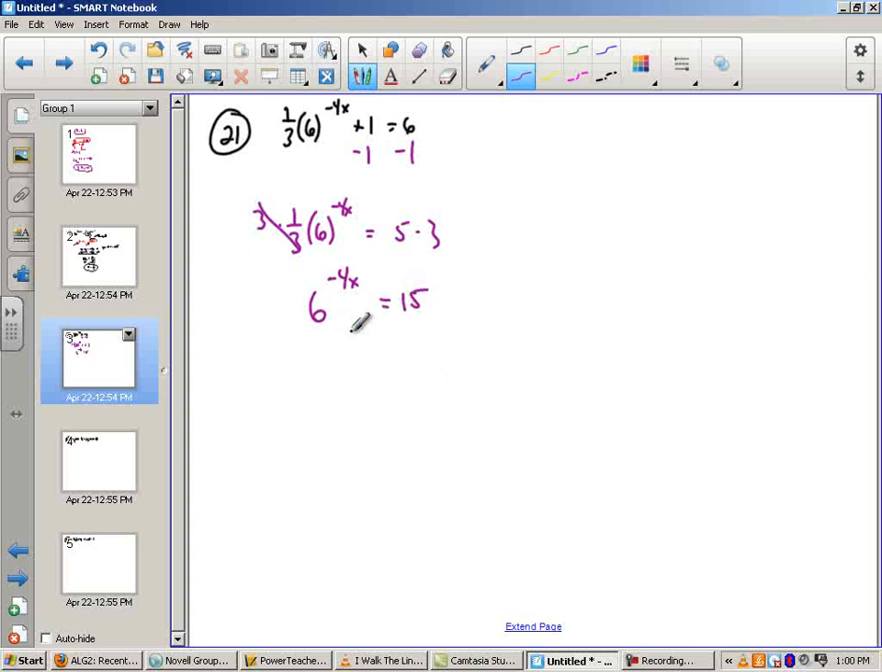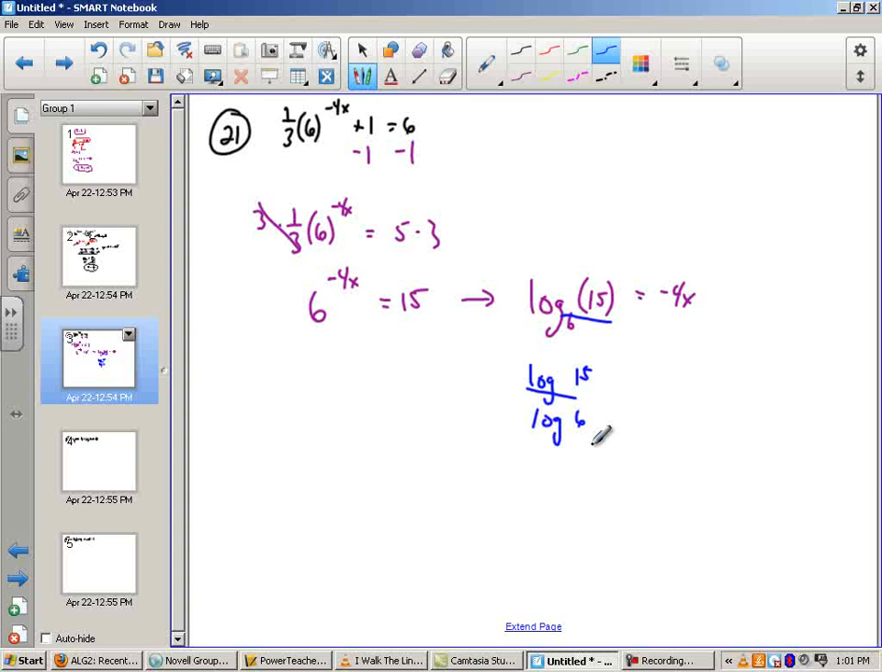This is much, much simpler, much cleaner. I notice that I have a base, an exponent, and the result. So I'm going to change this to a logarithm now. It'd be log base 6 of 15 equals negative 4x. Well, the first thing I want to do is evaluate this left-hand side using my calculator and the little thing we like to call change of base. So log of 15 over log of 6.